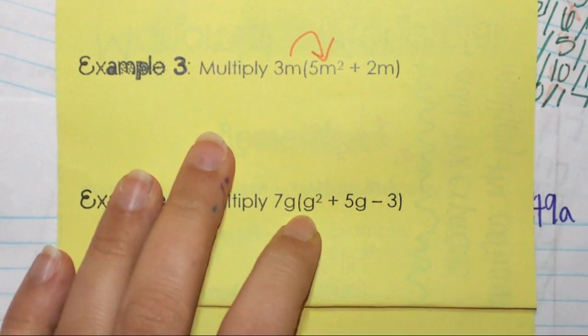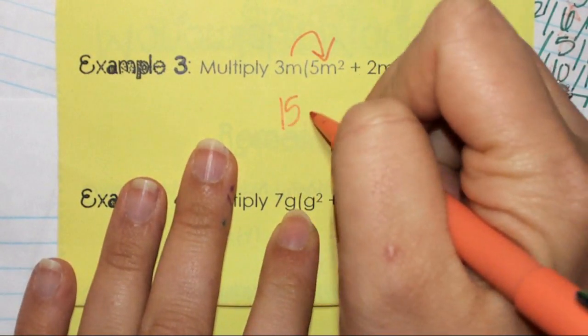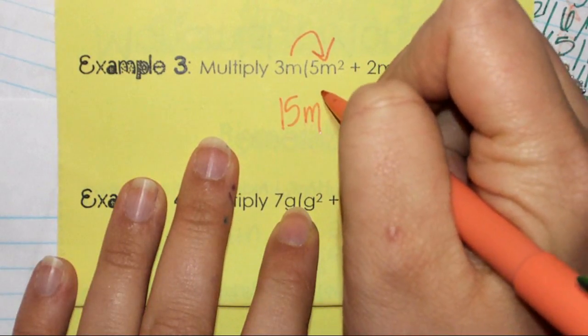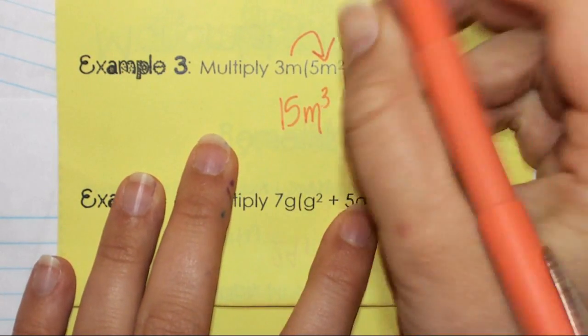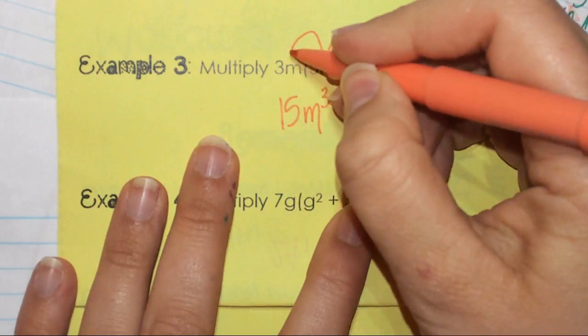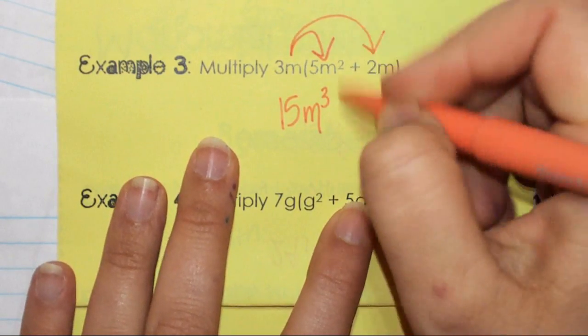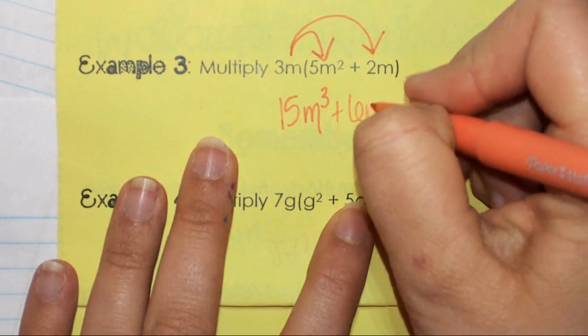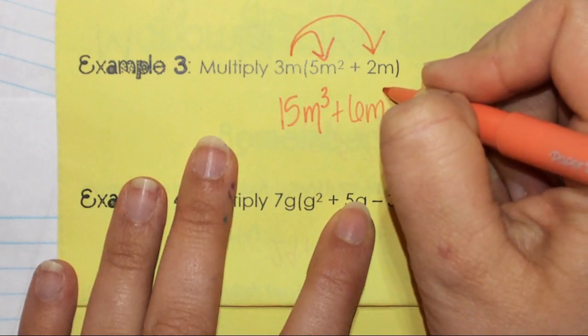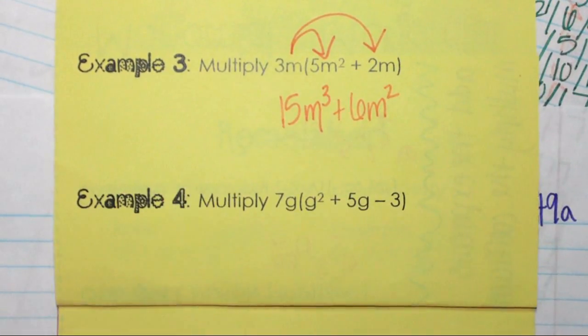So what's 3 times 5? 15. M times m squared. M to the third. M cubed. Cubed, guys, cubed. 3m times 2m. 6m squared. Fantastic. Wait, why?